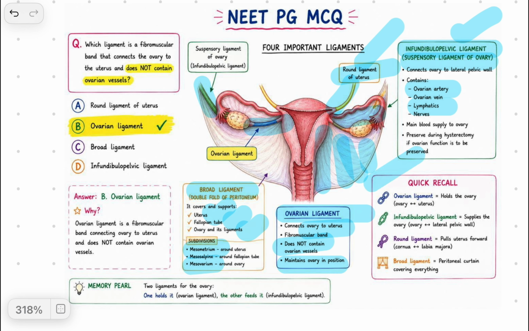Another question based on the same concept: which ligament is a fibromuscular band that connects the ovary to the uterus and does not contain ovarian vessels? We have just read here. That's the ovarian ligament. So there you can have a memory pearl here. Two ligaments for the ovary. One holds it, that is the ovarian ligament, and the other feeds it, that is the infundibulopelvic ligament. So we preserve the one that feeds it.